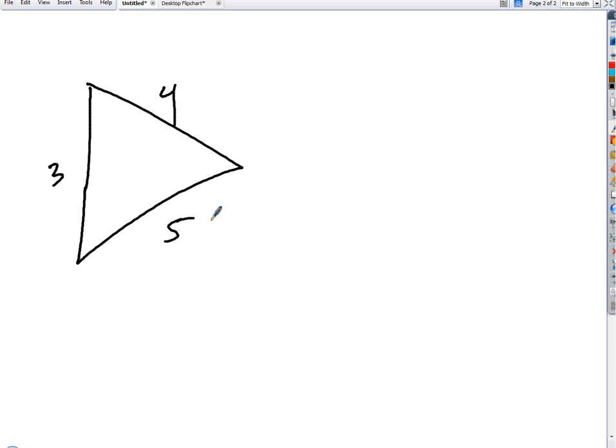Okay, so I know for a fact then that this angle right here is going to be the medium size angle. This is going to be the small angle because that's opposite the 3, and that's going to be the large angle because it's opposite the 5, right?